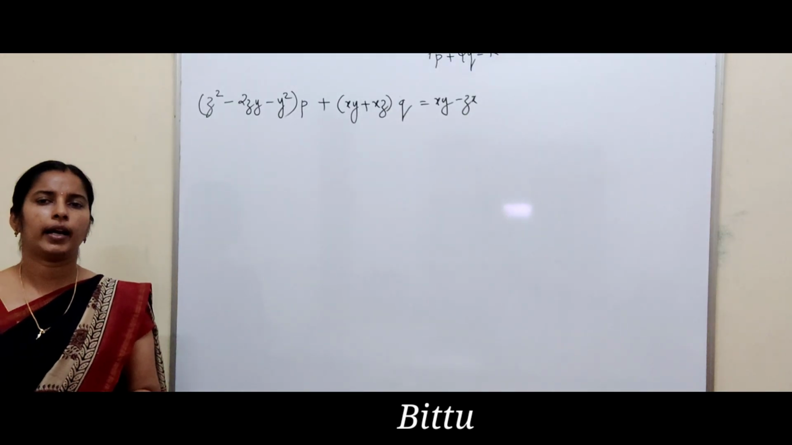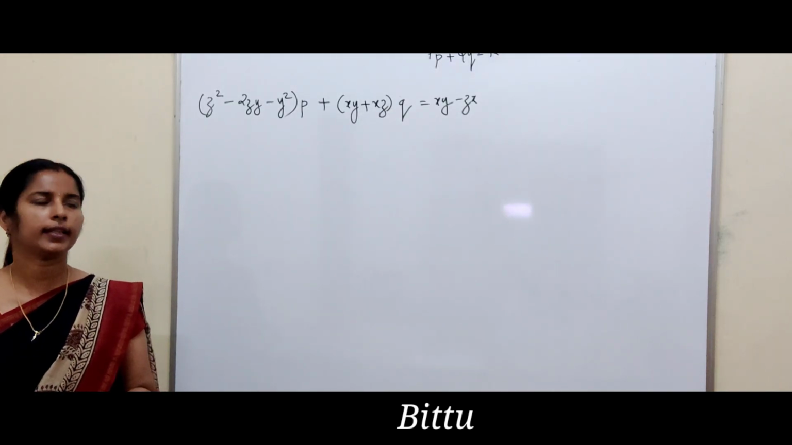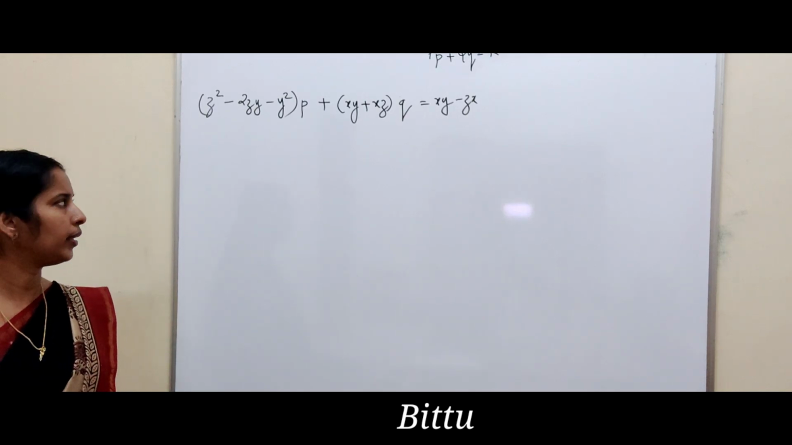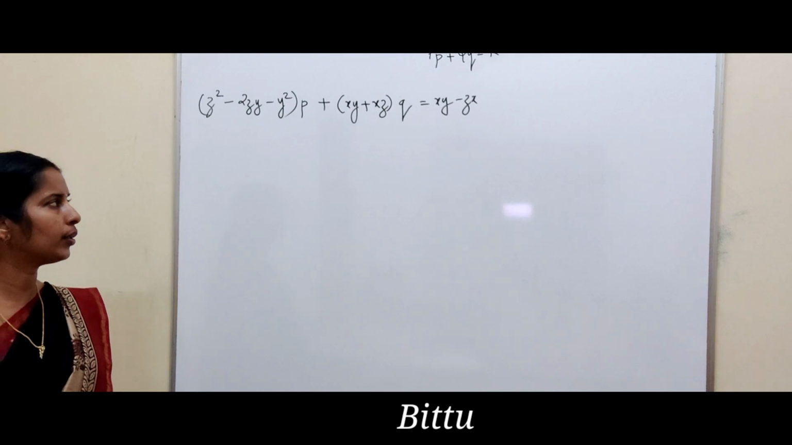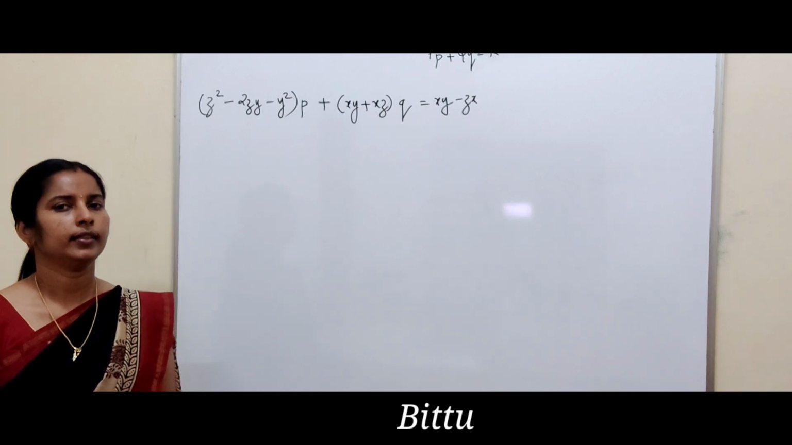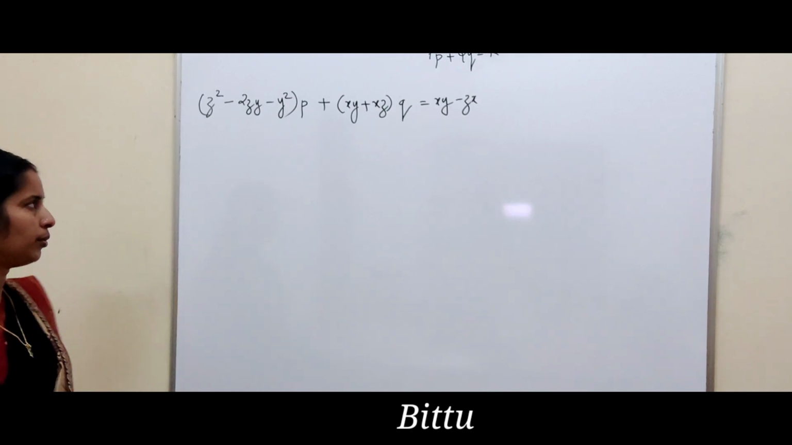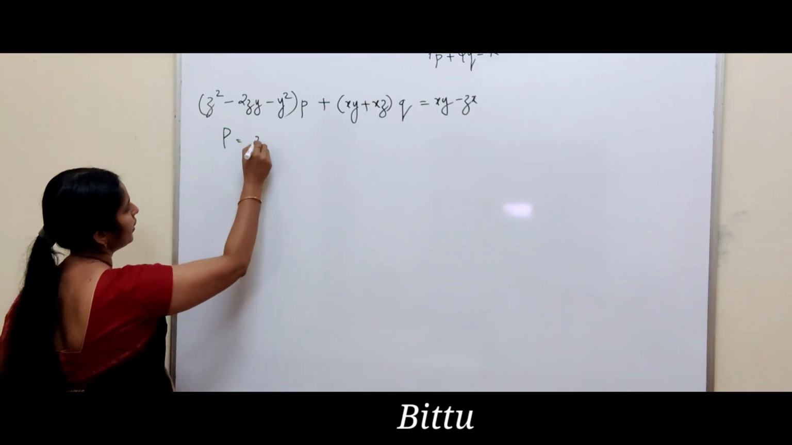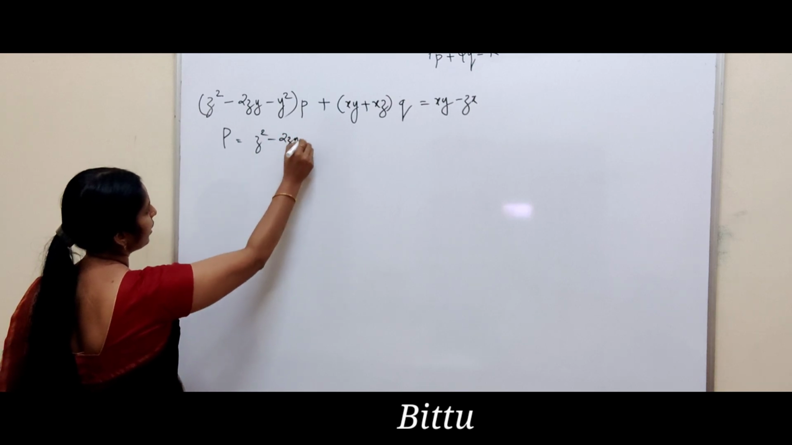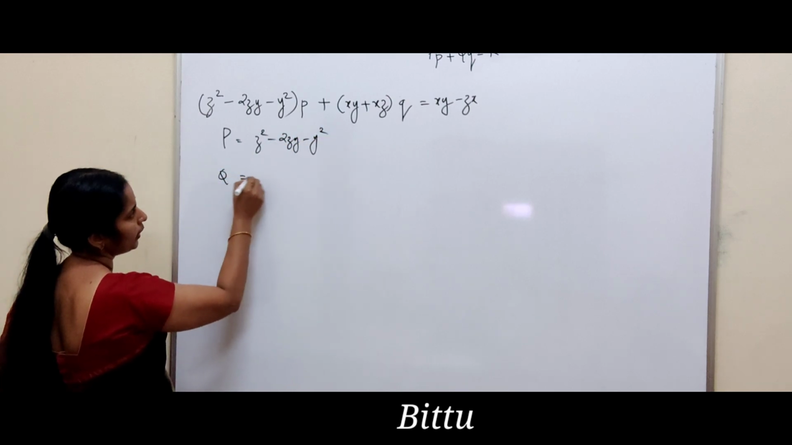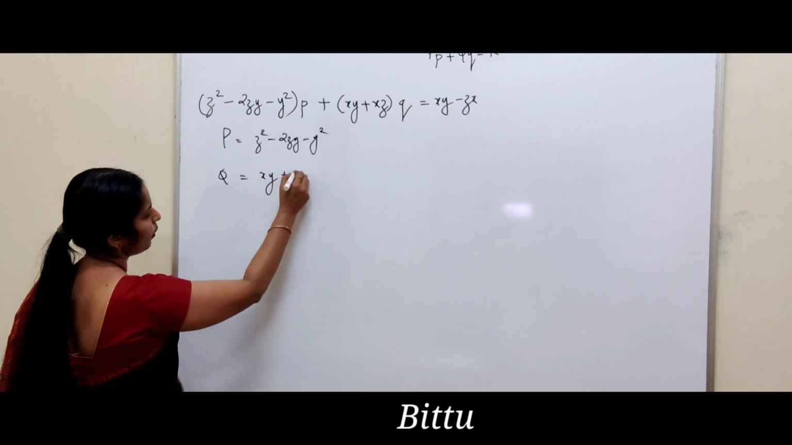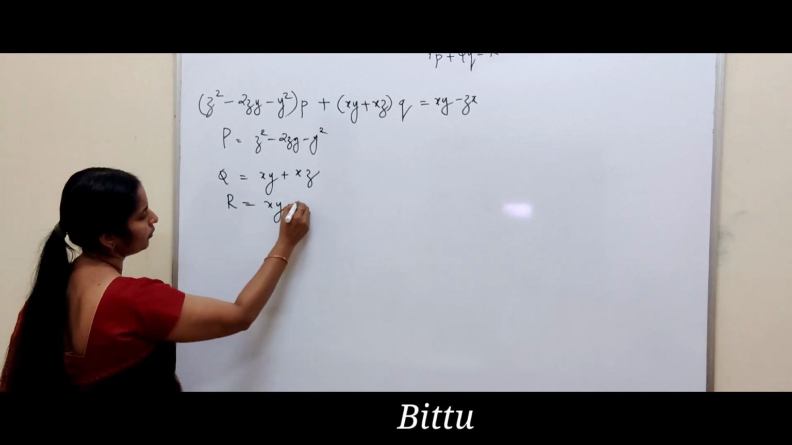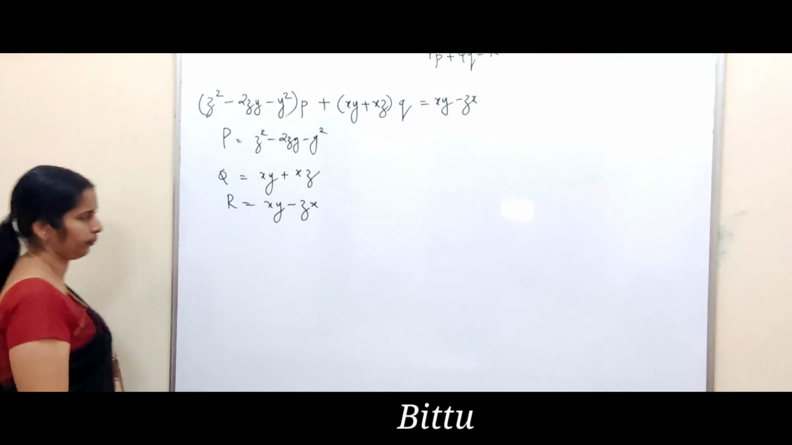Next we have to solve another interesting partial differential equation. z square minus 2zy minus y square into p plus xy plus xz into q is equal to xy minus zx. First you compare this equation with the Lagrange's equation. Here p is z square minus 2zy minus y square. Q, what is q? It is the coefficient of small q. What is r? It is the right side, which is free from p and q.